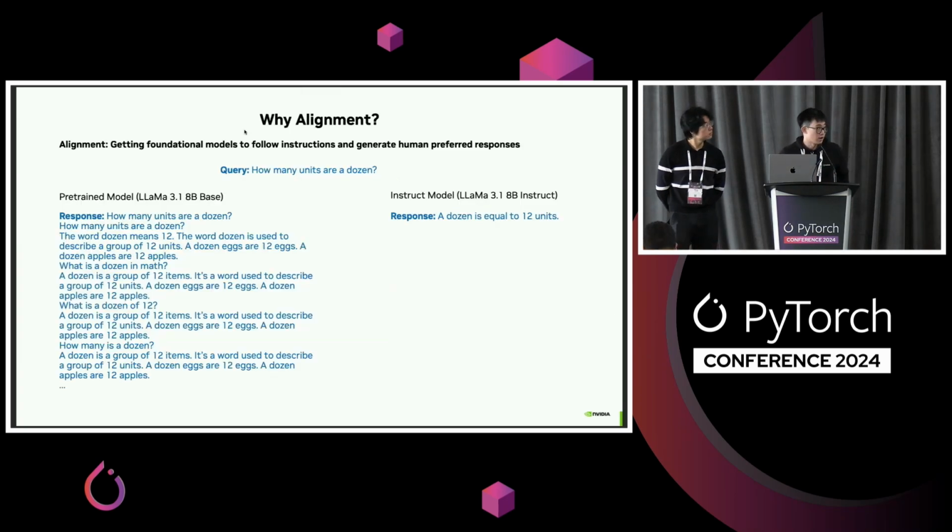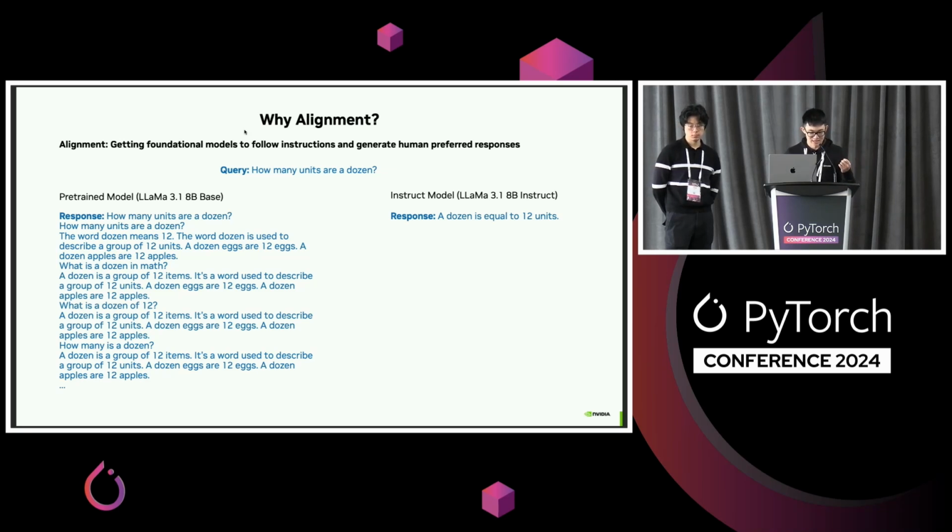To motivate why we need to build a framework, I want to go through the definition of alignment. Alignment, broadly speaking, is getting foundation models to follow instructions and generate human-preferred responses. And nowadays, almost every model that comes out undergoes some alignment stage.